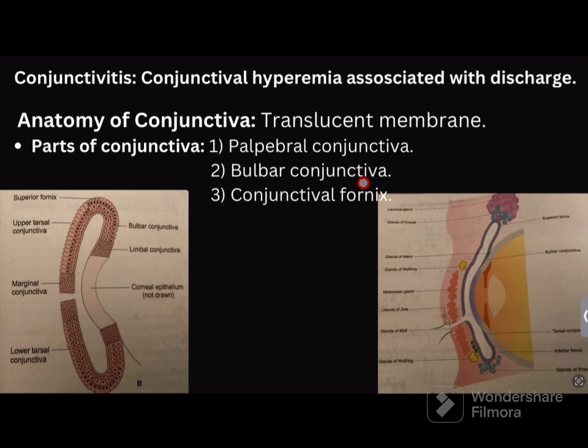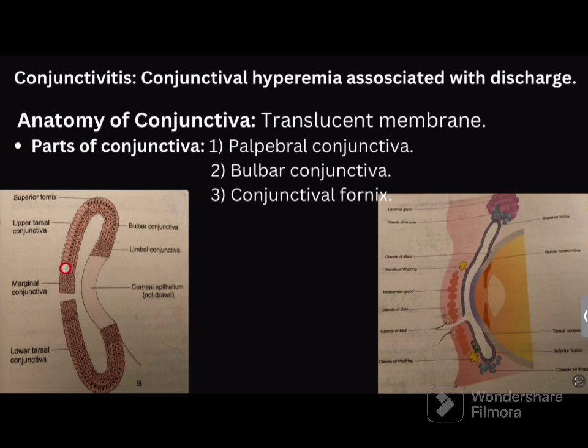Palpebral conjunctiva can be divided into a marginal conjunctiva, a tarsal conjunctiva, and an orbital part, right? So marginal conjunctiva is nothing but the part which lies just behind the eyelid up to 2 millimeters. After that will be your tarsal conjunctiva, and then you will have your orbital part which will connect the fornix and the tarsal conjunctiva. Okay.